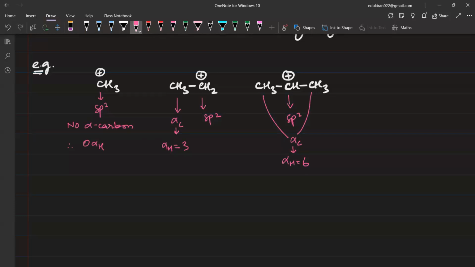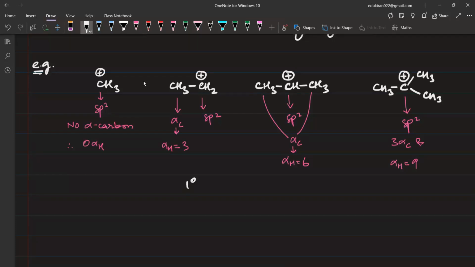Yes, sir. Right? Similarly, if I take the 3 degree carbon, CH carbon, and 2 more CH3s with a positive charge here. So there'll be 3 alpha carbons. Yeah, correct. So this is an sp2 carbon. The carbons adjacent to sp2 are this carbon, this and this carbon. So here we're having how many? 3 alpha carbons. And if I count alpha hydrogen, it will be equal to 9.